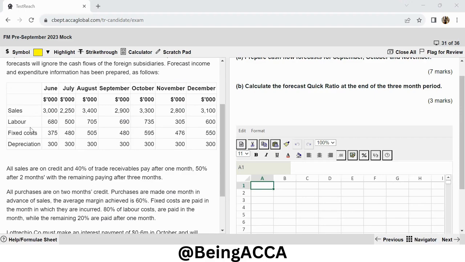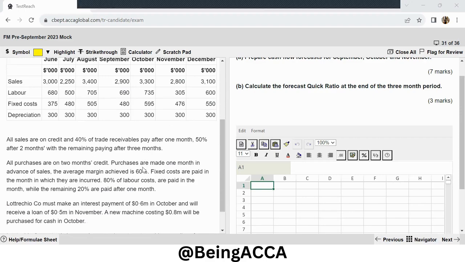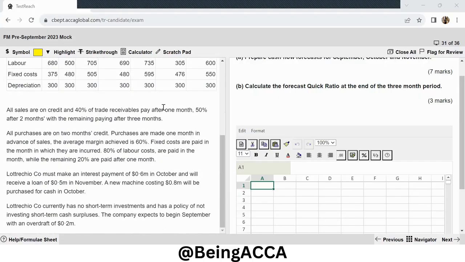So we are given sales, labor, fixed cost, depreciation for all these months. And then we have some information regarding sales being on credit: 40% of trade receivables pay after 1 month, 50% after 2 months, and the remaining pay after 3 months. All purchases are on 2 months credit. Purchases are made 1 month in advance of sales. The average margin is given as well. So we have this information.